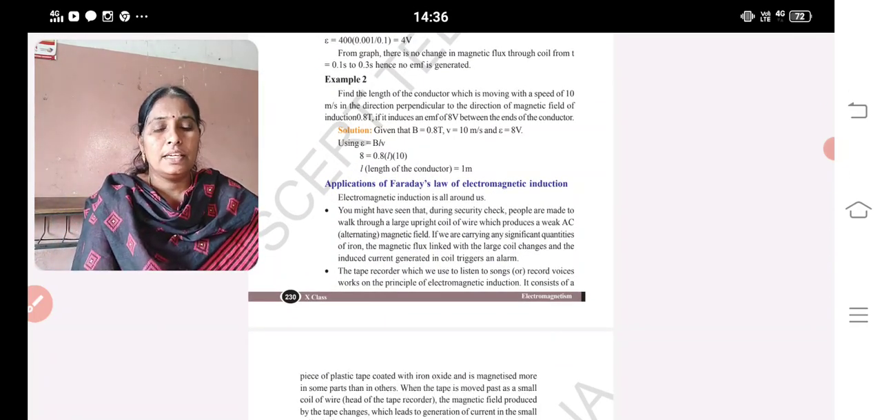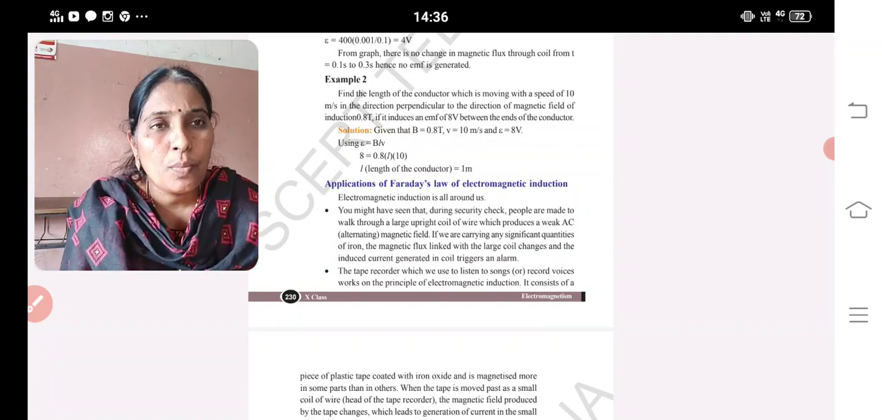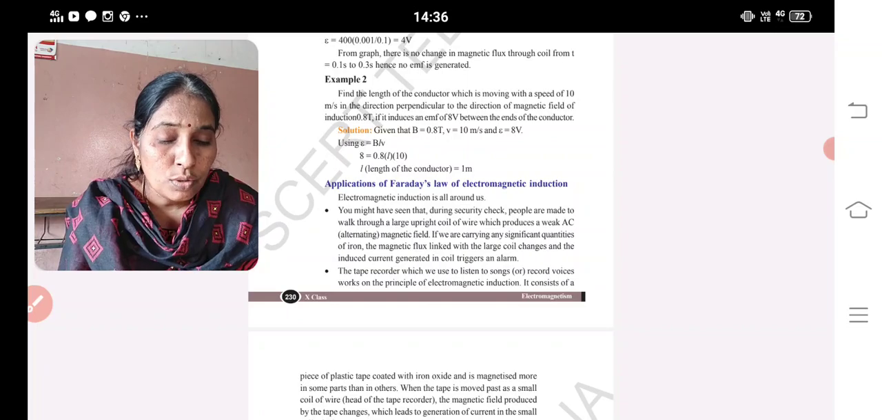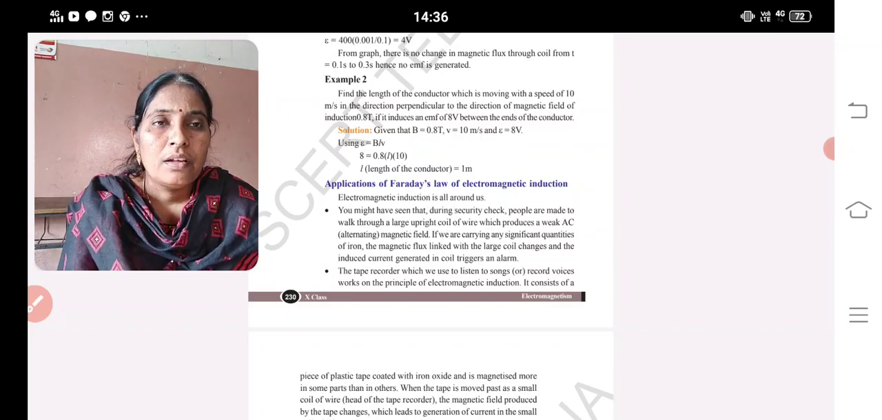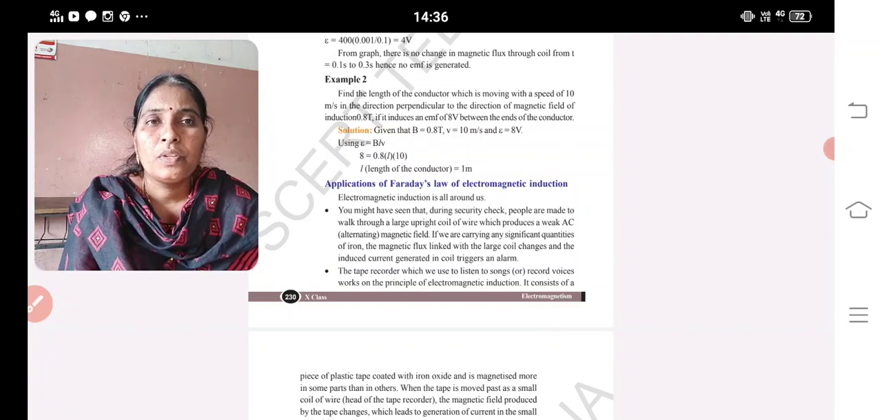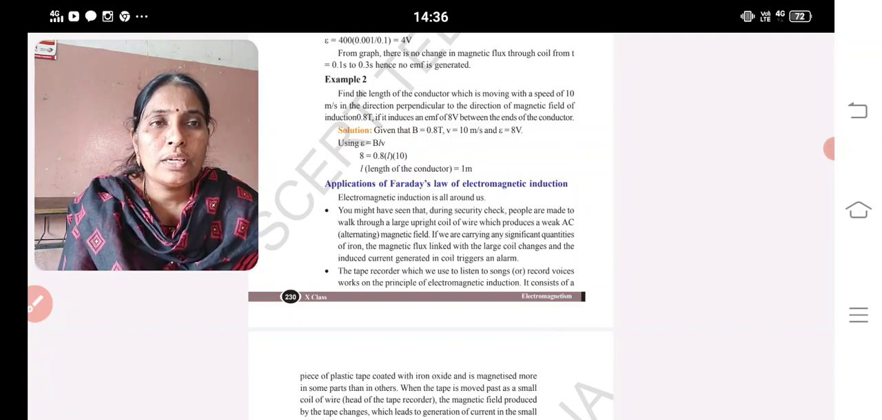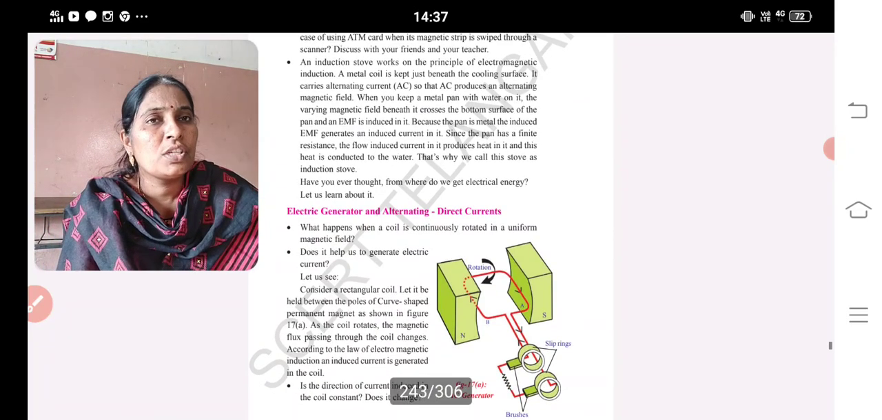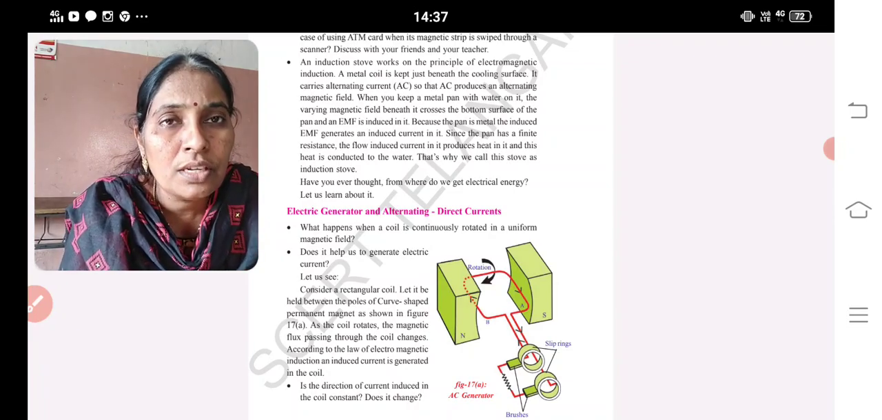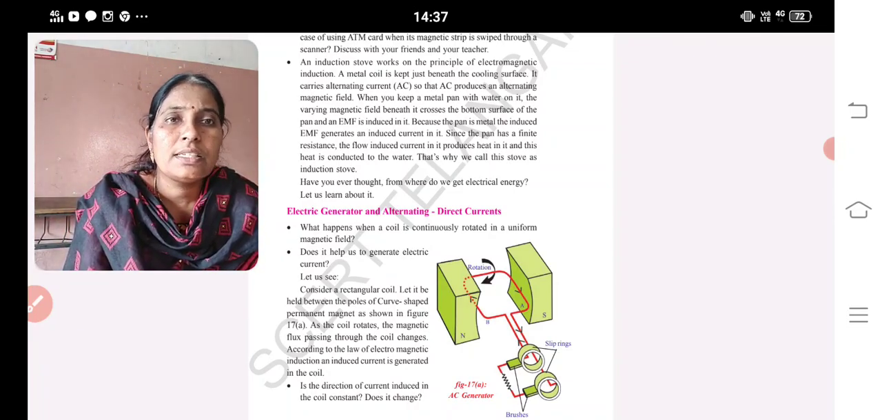Applications of Faraday's laws: in our security checkups in shopping malls, how do they use this Faraday law? It is nothing but induced current. If you hold any metal object and it passes through that, it produces a light and it triggers the alarm. And in tape recorders, when you listen to songs or record voice, it works on the principle of electromagnetic induction. The plastic tape is coated with an oxide and magnetic material. This principle is also used in induction stoves.